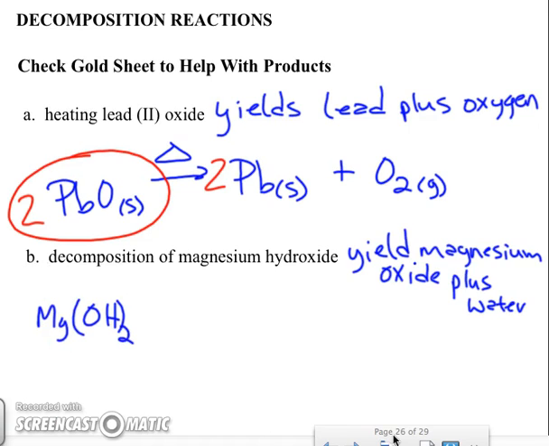It would be a solid, as most ionic compounds are. It is going to decompose to form a metallic oxide, magnesium being the metal, attached to oxygen, 2 plus, 2 minus, a match made in heaven, plus water.